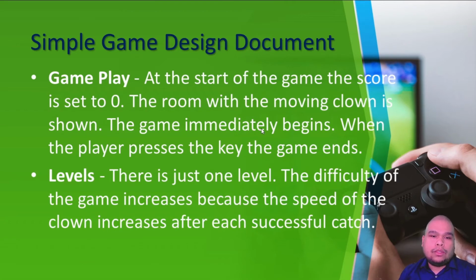Now gameplay. At the beginning, the score is set to 0. The room with the moving clown is shown, and the game immediately begins. When the player presses a key, the game ends. Levels: there is just one level. The difficulty of the game increases because the speed of the clown increases after each successful catch.